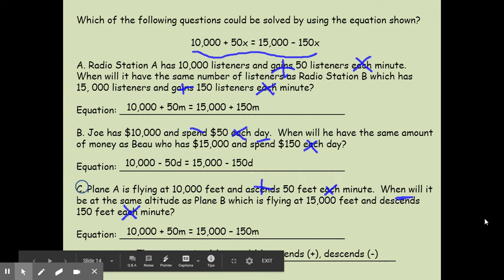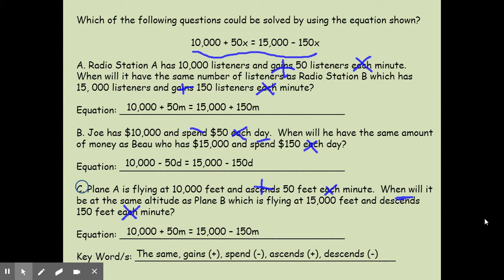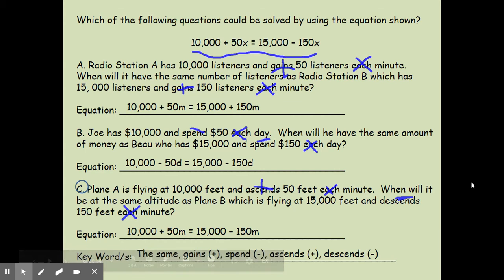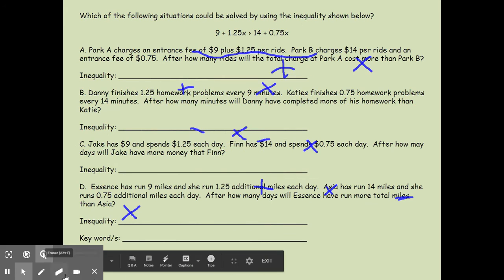Okay, so here's some keywords. A keyword was the same. It was also gaining. It tells me we're adding. Spending tells me I'm subtracting. Ascending tells me I'm adding. Descending tells me I'm subtracting. So make sure you're looking out for those keywords that tell you whether you're adding or subtracting.